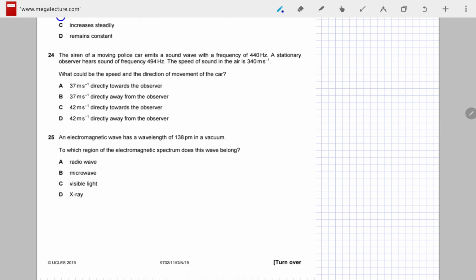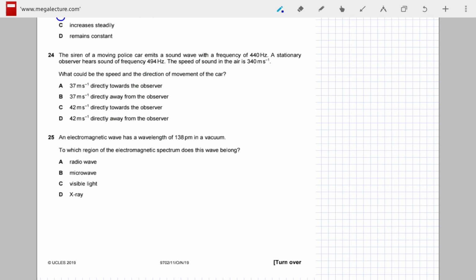Question number 24. The siren of a moving police car emits a sound wave with frequency 440 Hz, and a stationary observer hears the sound frequency at 494 Hz. The speed of the sound in air is given, which is 340 meters per second. What could be the speed and the direction of the movement of the car?